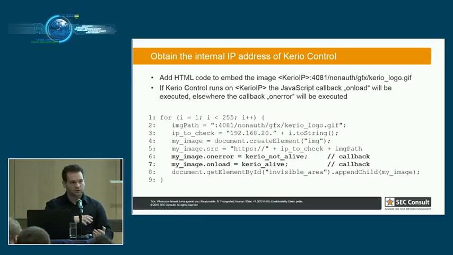In the other case, if Carrier Control is not running there, I will not load an image. That means onerror will be called. And this way, I can identify the internal IP address of your system. So I just try to load the Carrier Control image logo from every possible IP address.